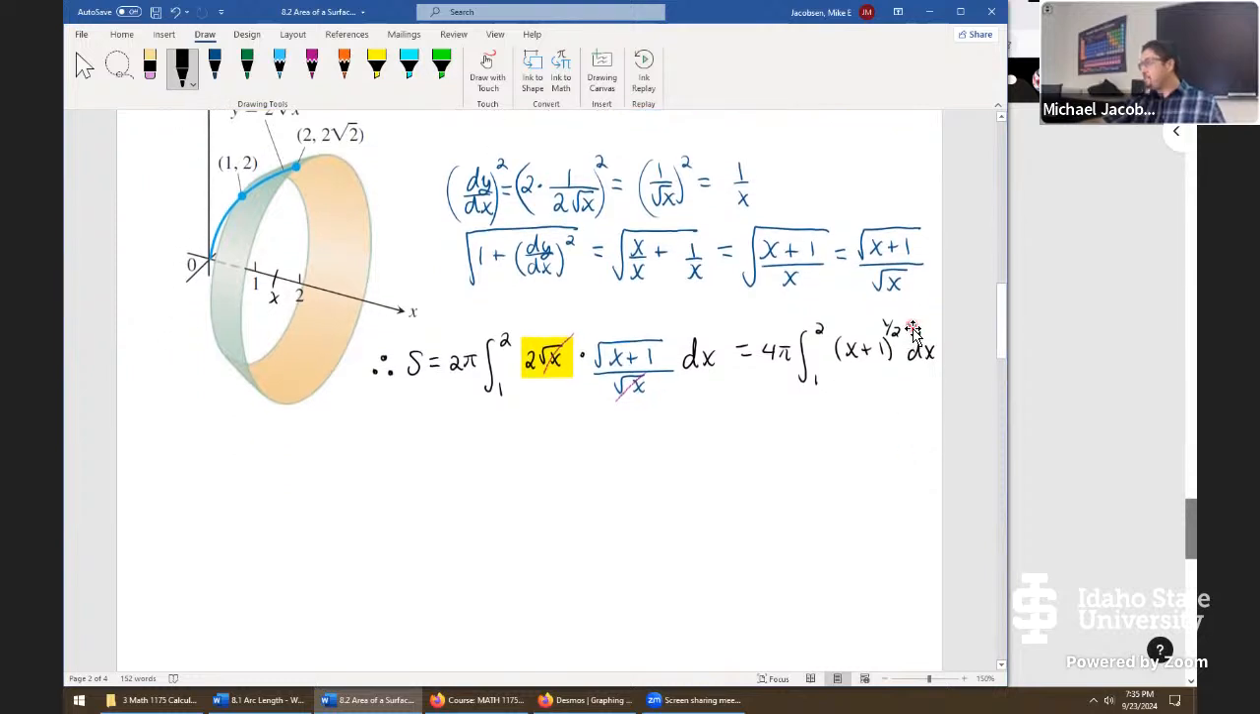Okay, so next steps. Carry in the constant of 4 pi. A little bit of space. Antiderivative of x plus 1 to power 1/2 bumps it up to a power of 3/2. That tells us to multiply by 2/3, the reciprocal, and evaluate from 1 to 2. So far, I've got an 8 pi over 3. With the evaluations, this turns into 3 to power 3/2 minus 2 to power 3/2.